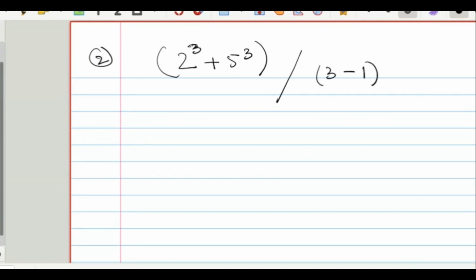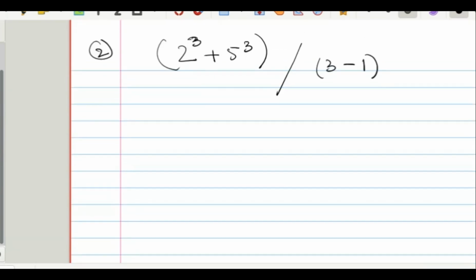So dear student, please note this is a little more advanced question, but not difficult. These are simple things and don't be afraid of them. These are just simple questions. So what is the rule, dear students? The rule is PEMDAS.